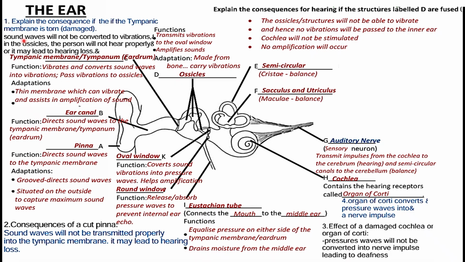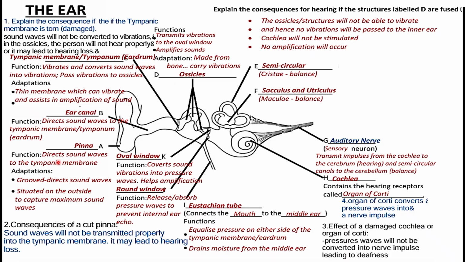So let us start first with the outer part of the ear, the part that we see, and that is the pinna, that is A. What is the function of the pinna? It directs waves to the tympanic membrane. So the function of the pinna is that it directs waves into the tympanic membrane.